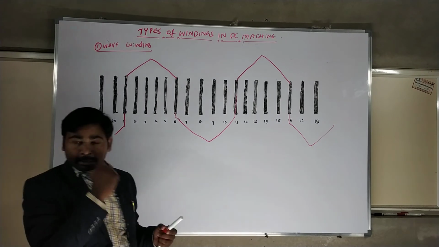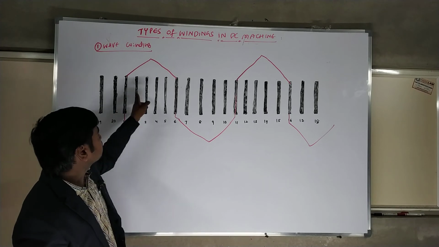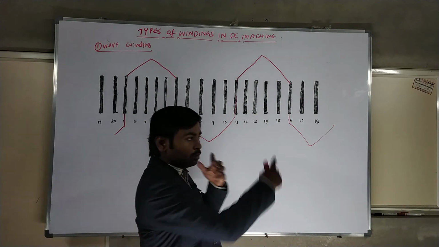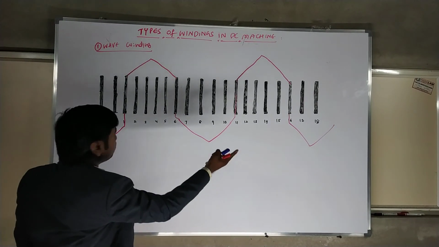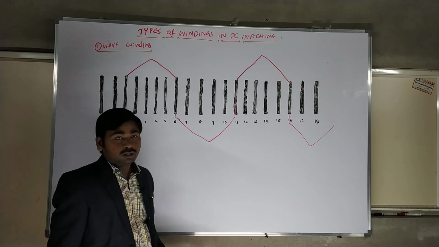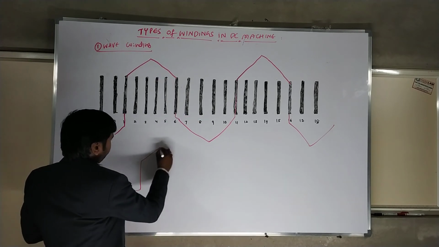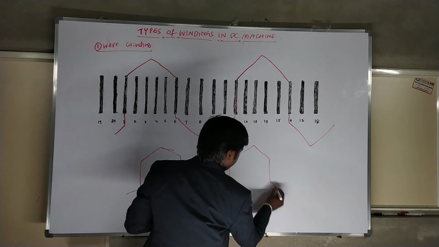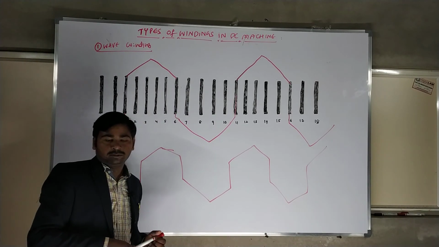This type of winding is called a wave winding. Starting from the first slot, it goes and comes to the 6th one, then to the 11th one, and keeps on going. In such a way, after ending, the 18th one will come out and connect over here. Like this it goes bar by bar. This looks like a wave model. Let us draw it pictorially. This winding is called a wave winding.